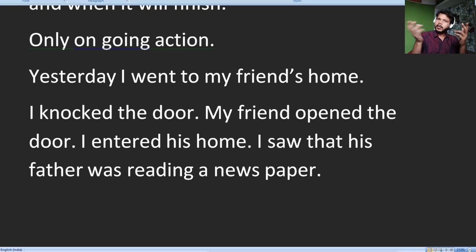When I saw, that activity was going on. I don't know at what time the reading newspaper process was starting. No idea. I don't know when it is going to end. No idea. What I know is that when I saw, something was going on. So whatever was going on, when you saw something going on in the middle of that action, that is your past continuous. I cannot speak more than this. I believe you must have got it.